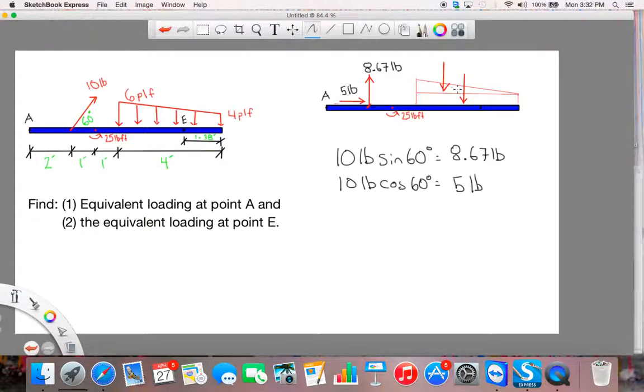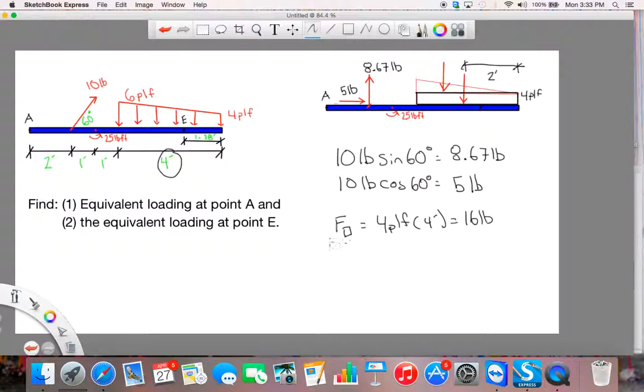I can also split up my rectangular and triangular loads. So for the rectangular load, this is 4 pounds per linear foot, and this is my shape. So the force of that rectangular load is 4 pounds per linear foot times the width, which is 4 feet, so 16 pounds. And I know the location, it's just the centroid of this rectangular load, which is 2 feet from the edge.